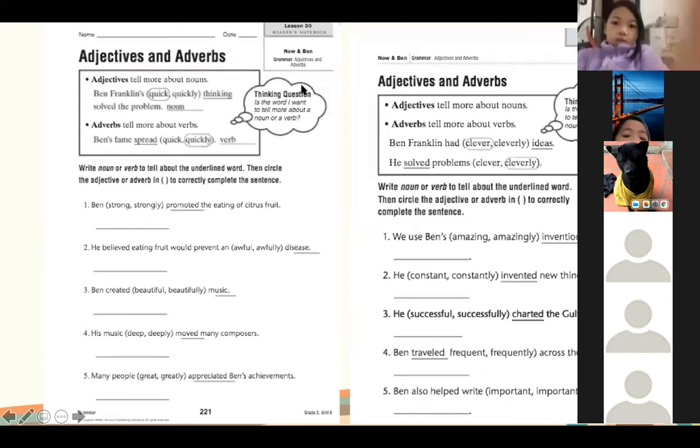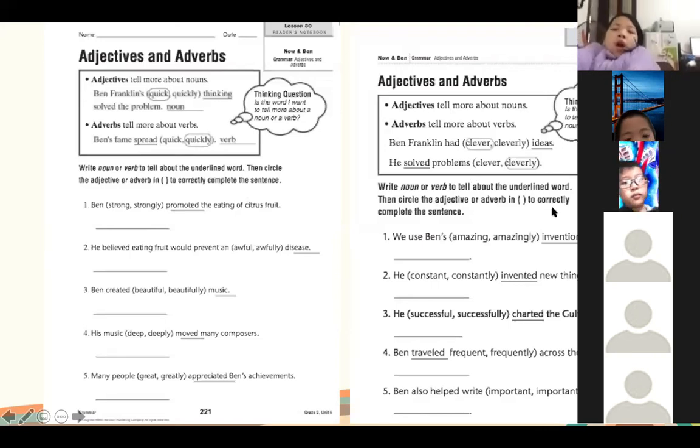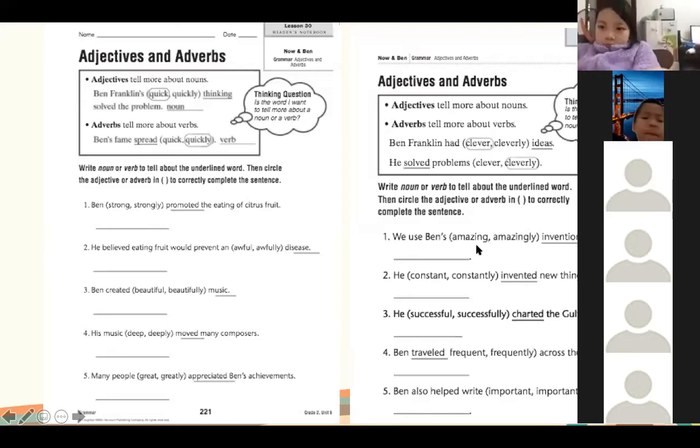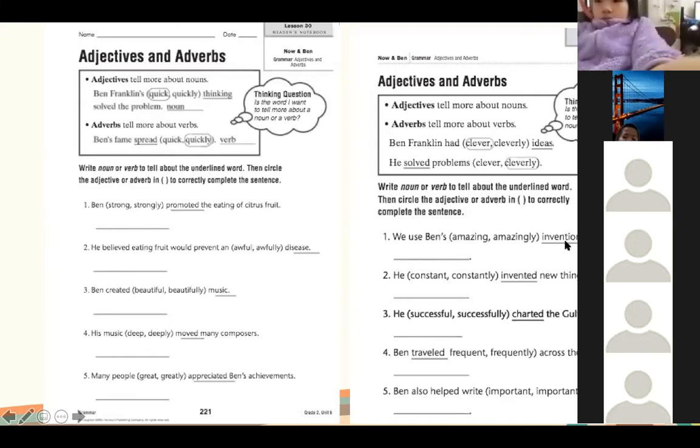Okay, next on this sheet, again, we're going to do the same thing. Write noun or verb to tell about the underlined word. Then I want you to tell me if it's an adjective or an adverb in brackets. We use Ben's amazing or amazingly inventions today. So here you would write whether this underlined word is a noun or a verb. And here you're going to pick which word you should put in.